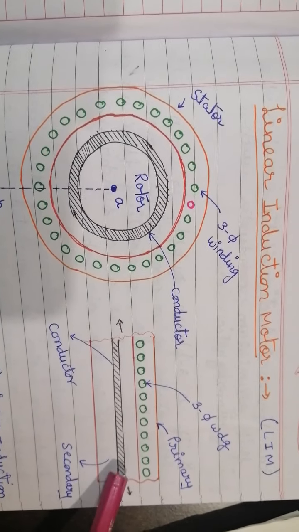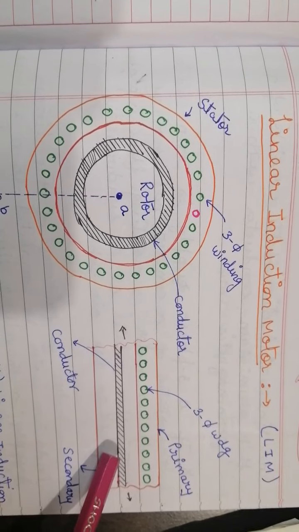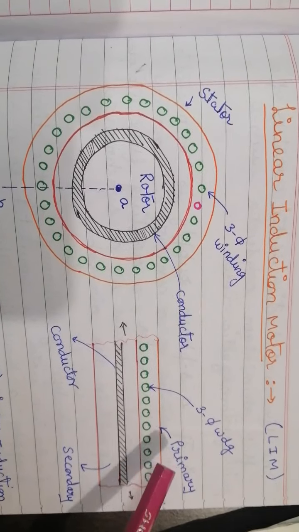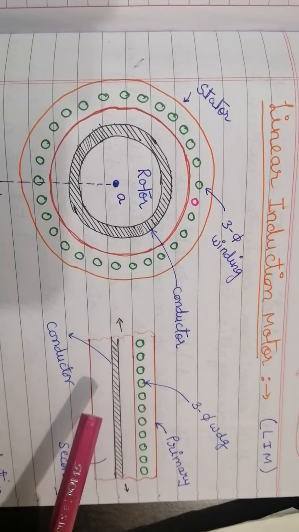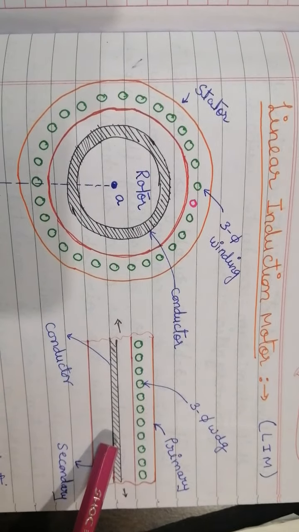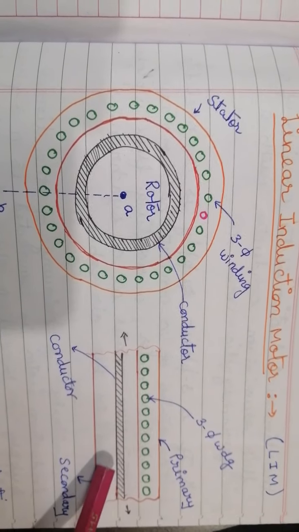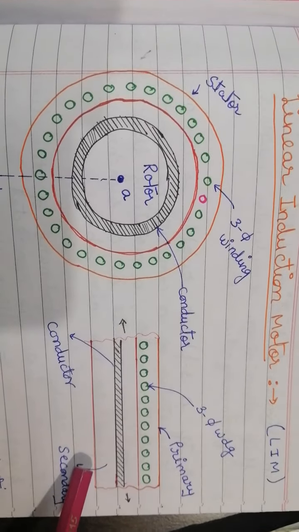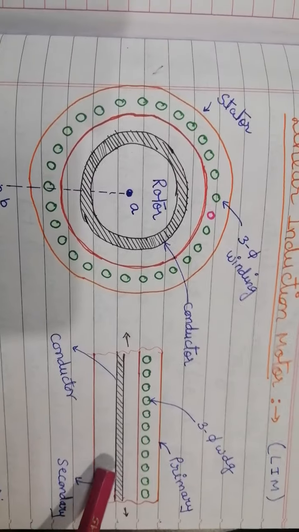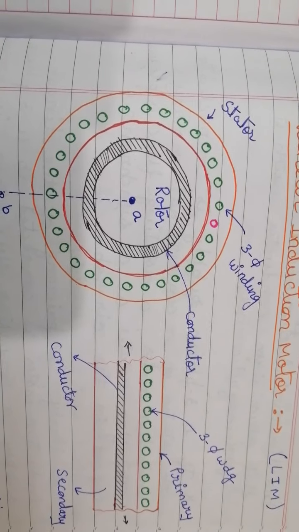So in a linear induction motor, if we fix the secondary winding and the primary is free to move, the force will move the primary in the direction of the traveling wave. This diagram is called a single-sided linear induction motor.